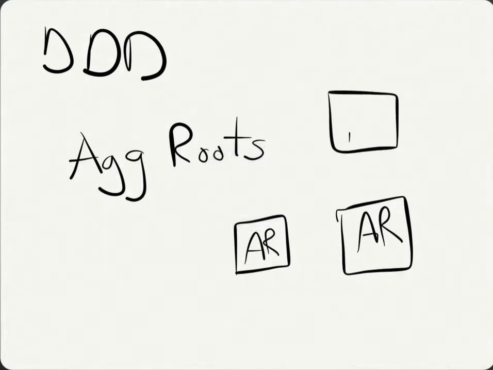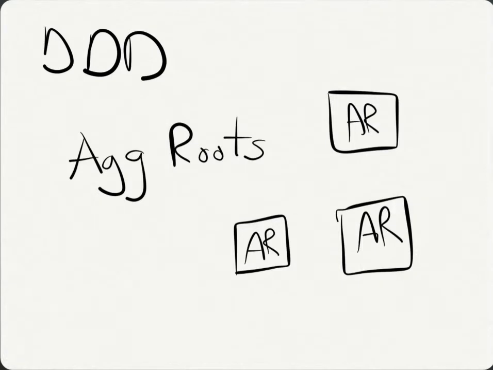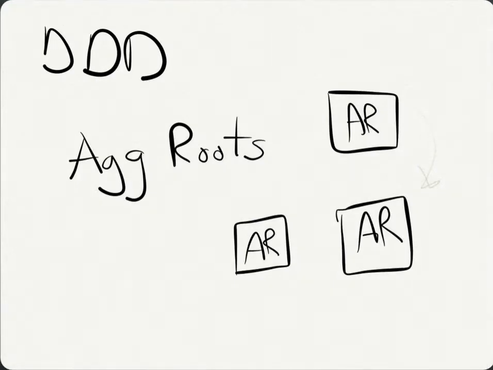Now, an aggregate root can know that something else exists if it has the ID of the other aggregate root, which is typically a GUID. So it can say, hey, I know who that is, but it's not going to have a reference to it. And if that other object disappears, there's no referential integrity like you get in SQL.